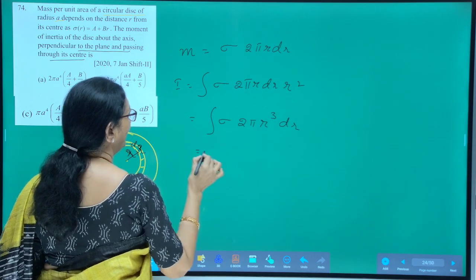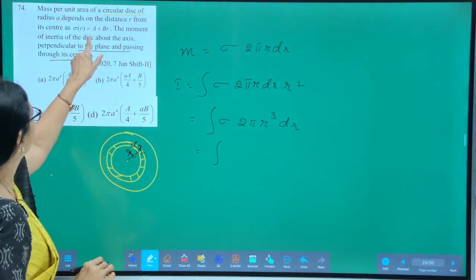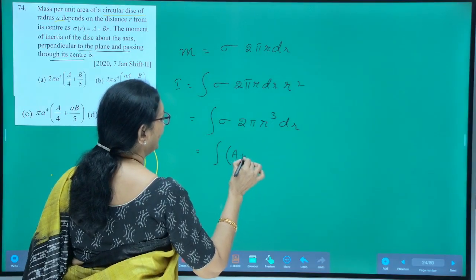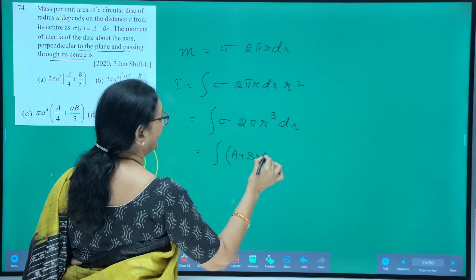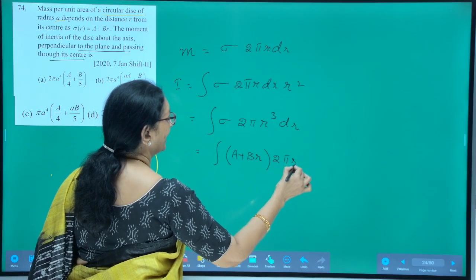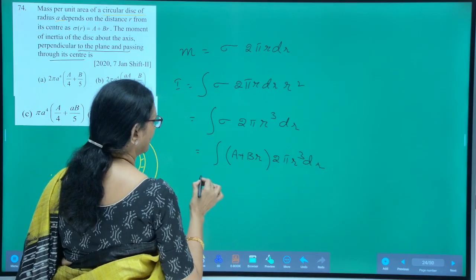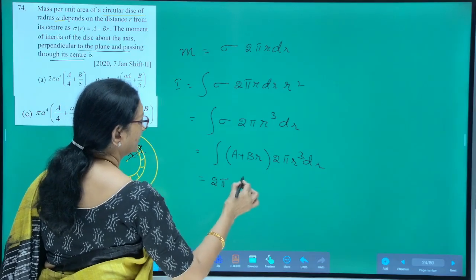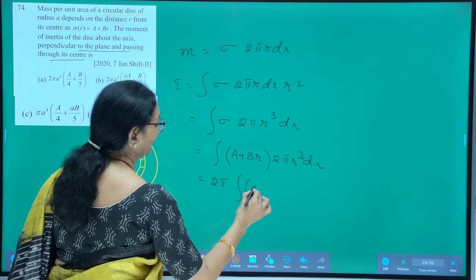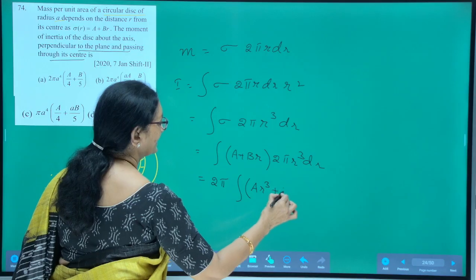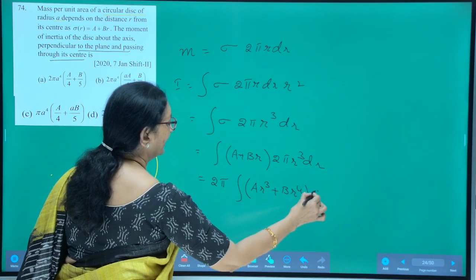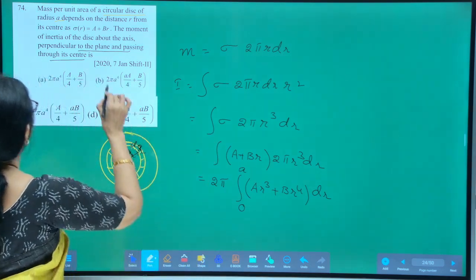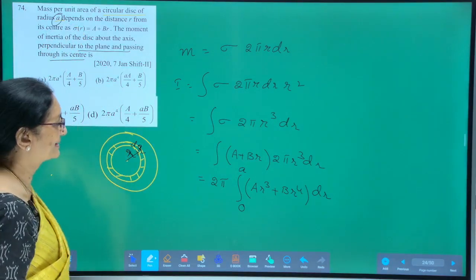Now, let us substitute the sigma value. Sigma varies with distance as a plus br. So, this is a plus br into 2 pi r cube dr. Here we can take that 2 pi as a common factor because it is constant, outside. a r cube plus b r to the power of 4 dr. Limits are 0 to a because radius of the disc is given as a here.